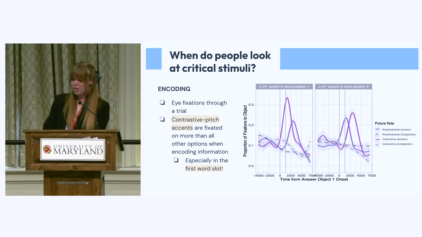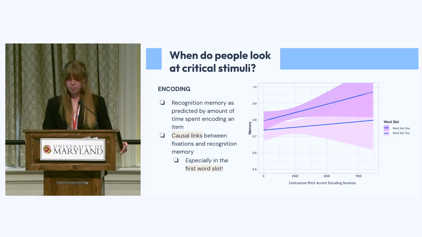The bright purple peaks here, so the lightest purple, suggest that contrastive accents are fixated on more than all other options when encoding information, and the leftmost graph suggests that this trend is most apparent when the contrastive pitch accents are present in the first word slot. It is also notable that there's a delay between the word's onset and the peak of participant fixations on the corresponding image, and then we're going to talk a little bit more about the delay and more complex audiovisual processing, which I'll get back to in my discussion again.